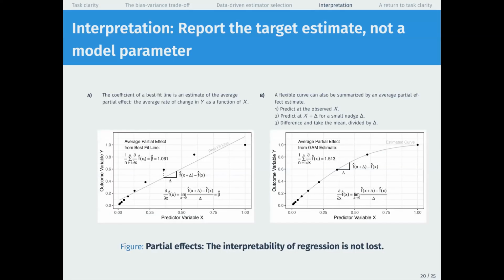Here on the left, I'm showing an average partial effect for a best fit line, a very simple classical statistics estimator. And on the right, the average partial effect from a generalized additive model. So let's start on the left. At every point here, we can imagine moving across by delta along the x-axis. And if we did that, we could see how far we would have to move up along the y-axis until we hit our best fit line again. We could then say that the difference in that y-axis dimension is f hat, that's our estimated prediction function, of x plus delta, that's this x value here, minus f hat of the first x value.